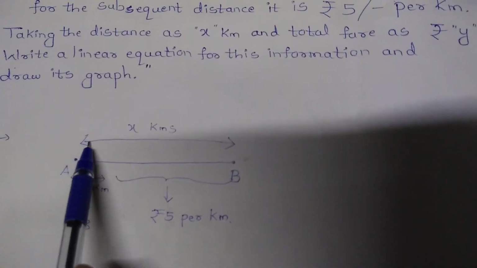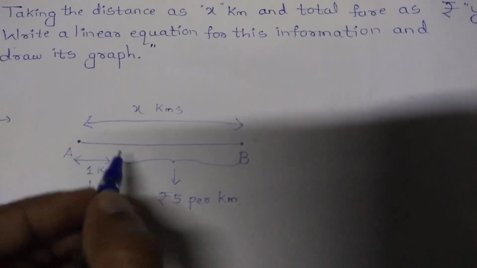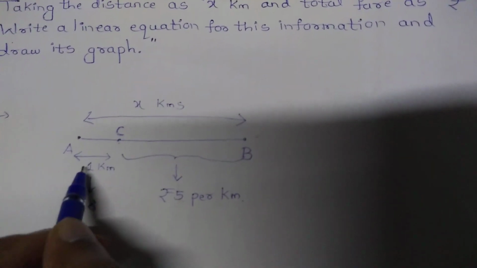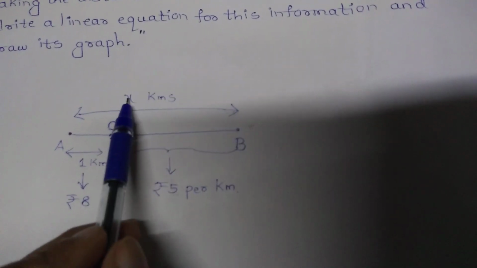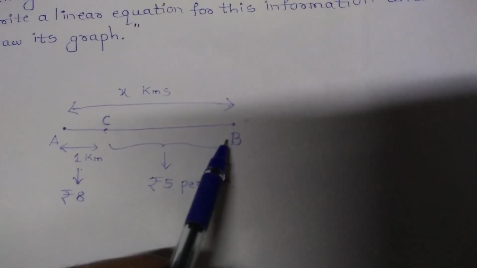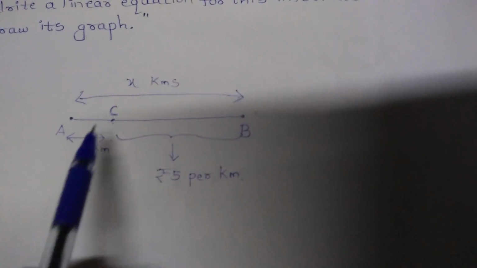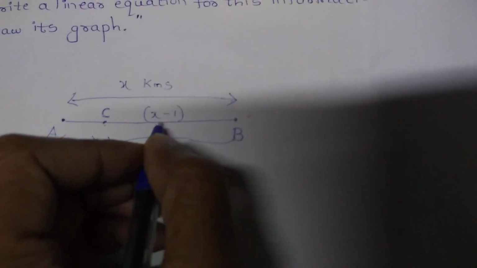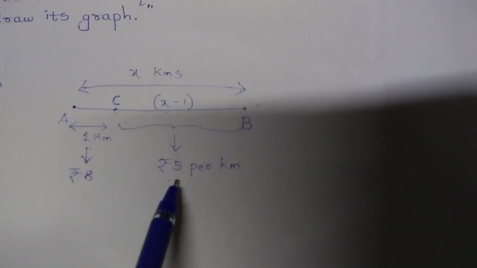So if the total distance from point A to point B is x kilometers, and let us consider this as point C, from A to C we have covered only 1 kilometer. If the total distance from A to B is x kilometers and from A to C is 1 kilometer, what is the distance between B and C? Of course, it is x minus 1 kilometers. So for traveling x minus 1 kilometers, you will be charged at a rate of rupees 5 per kilometer.